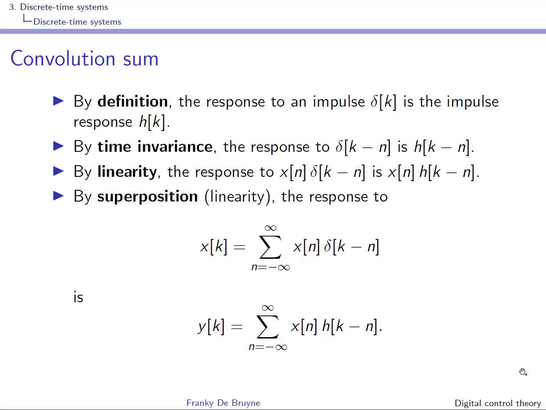The previous result can be proved quite easily. So we remember that the impulse response of the system is h of k, and now we have to construct the response to x of k, and we remember that x of k can be written as follows. This is the generic representation of the signal x of k. So we'll construct the response to x of k step by step. We remember that the unit impulse response of the system is h of k.